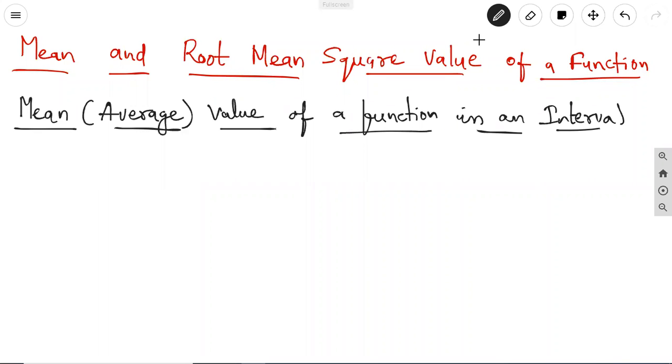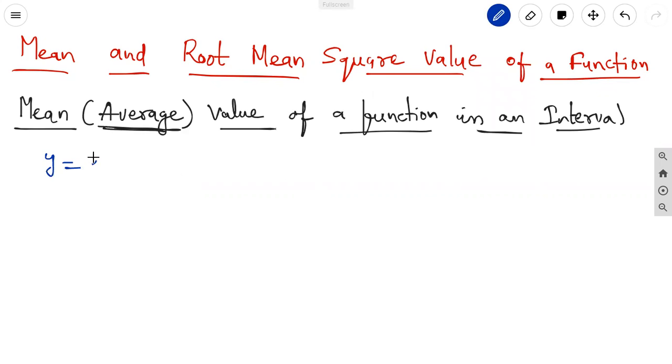Let us discuss a topic of mean and root mean square value of a function. In this, first we discuss about the mean. Mean is nothing but average. Average value of the function in an interval.